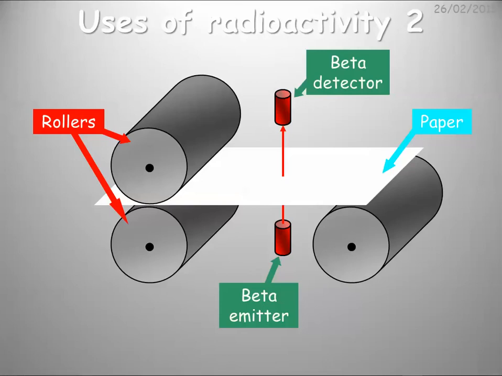There's a detector which feeds back to some sort of computer controlled motor system, and that then tells the rollers to widen up, and as the paper gets thicker, more of the beta particles are absorbed, so there would be less getting to the detector, and it would then tell them to come closer together to make the paper thinner. So it's a feedback mechanism to control the thickness of the paper. Make sure you can be clear about how that works, and that you could describe that in an exam.